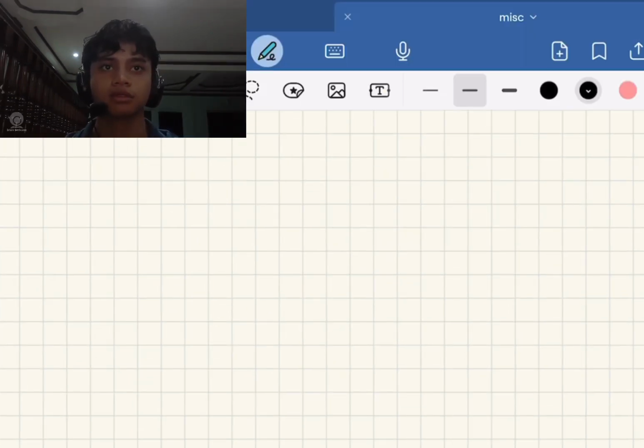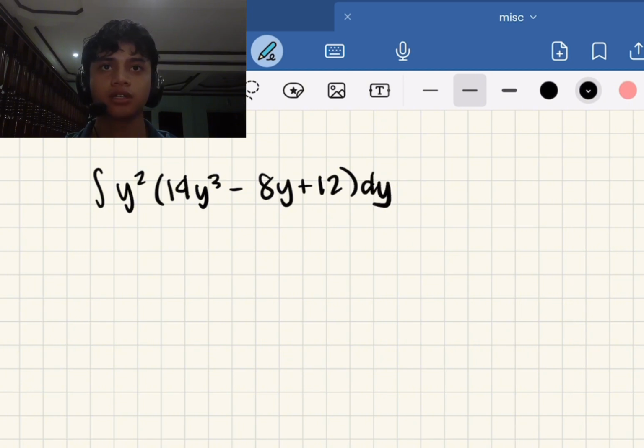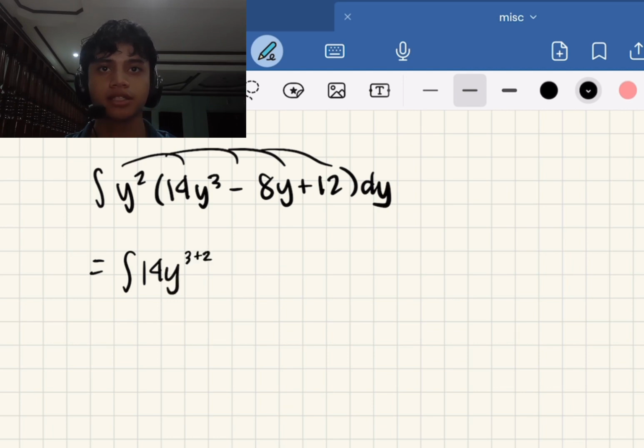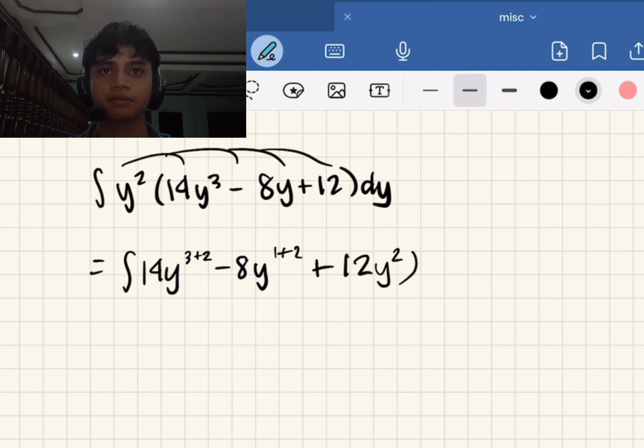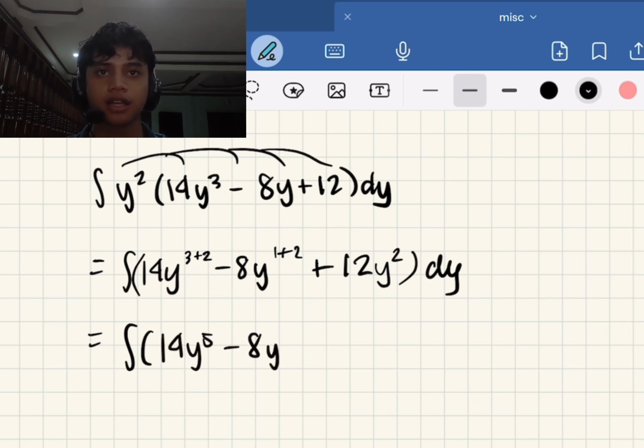In this problem, we'll find the antiderivative of a product of a function. Integral of y squared times 14y cubed minus 8y plus 12 dy. To find the answer, we must first simplify it, so go ahead and multiply y squared with 14y cubed minus 8y plus 12. This will become integral of 14y to the power of 3 plus 2 minus 8y to the power of 1 plus 2 plus 12y squared dy. As a result, we have the products 14y to the fifth minus 8y cubed plus 12y squared.